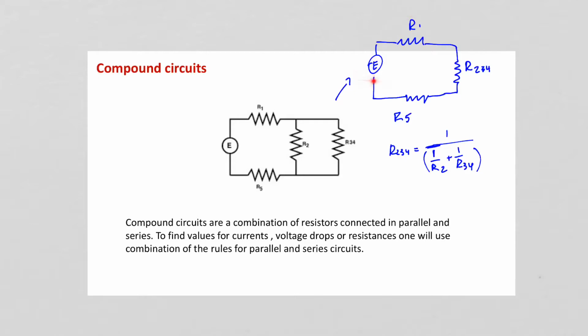So now that the circuit is a series circuit like that, I can find the total current in the circuit, or I can find the voltage drops across each of the resistors. Then I can go back to the original circuit and look at the parallel branch, and I can find the currents that flow through each of the resistors. That is the general idea of how we deal with those compound circuits.